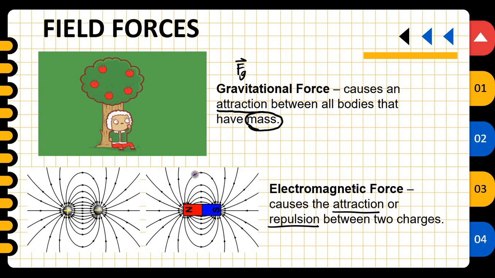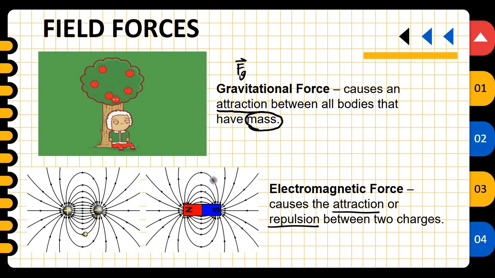So electromagnetic force causes an attraction or repulsion between two charges. For electric forces, we have here two different charges with two different signs, one a positive charge and the other a negative charge. For magnetic forces, we have here two different sides, one a north pole and the other a south pole. So for the force of attraction to exist, you need two different signs and two different poles. And for the force of repulsion to exist, it must be of the same sign.